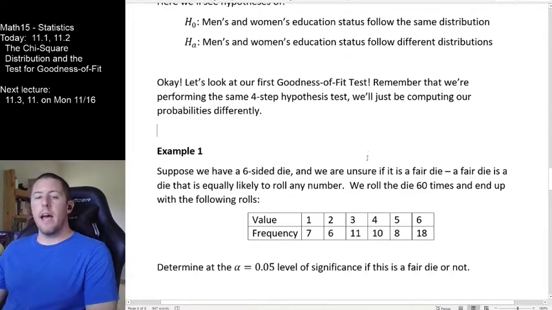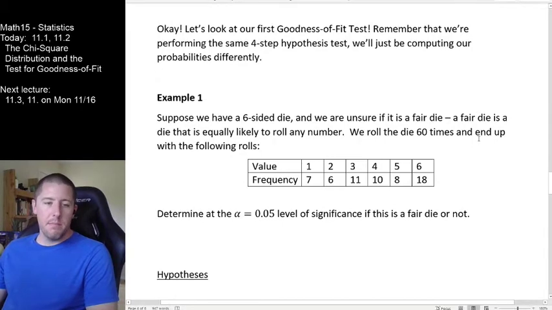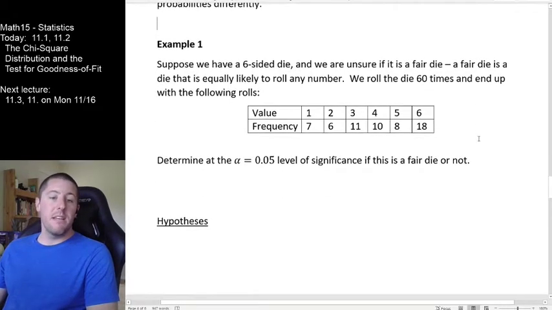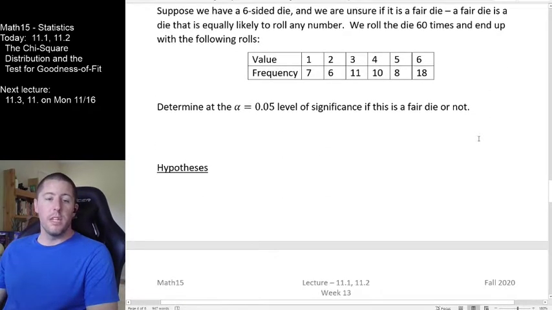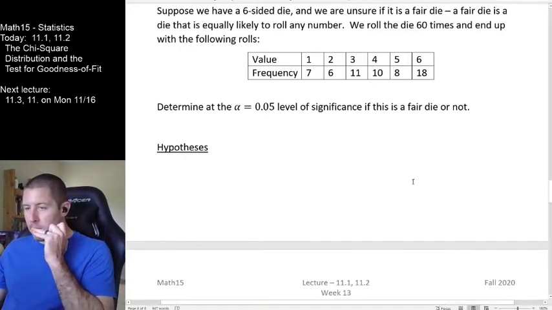Suppose we have a 6-sided die, and we're unsure if it's a fair die. We're suspicious that there's maybe a chance that this is actually a loaded die and it's going to roll some number more likely than other numbers. So we're going to roll this die 60 times, and we're going to look at our observations and see if this determines for us that this is truly a fair die or not. So let's determine at this alpha equals 0.05 level of significance if this represents a fair die or not.